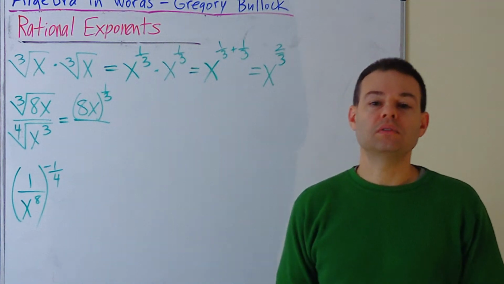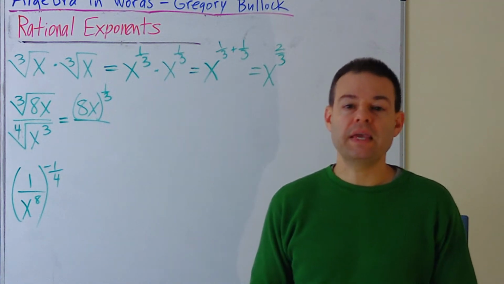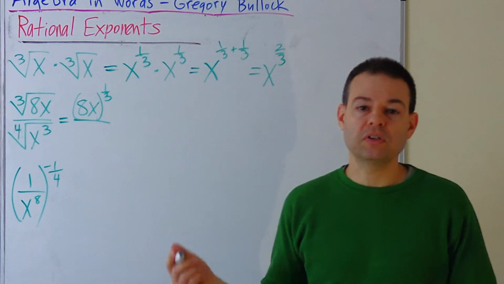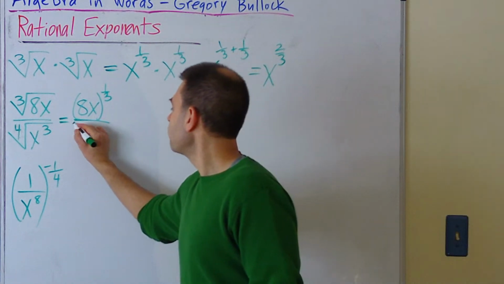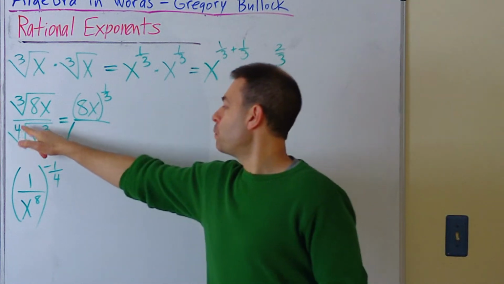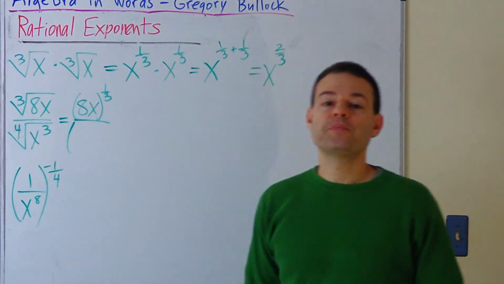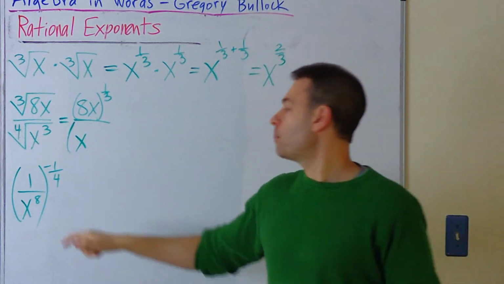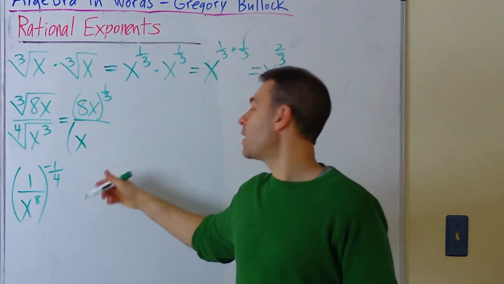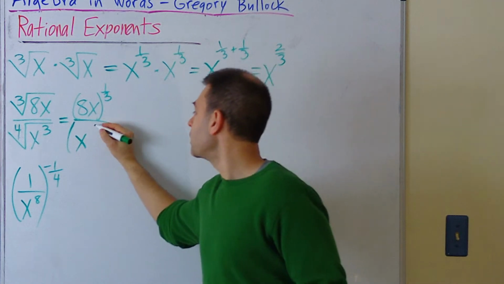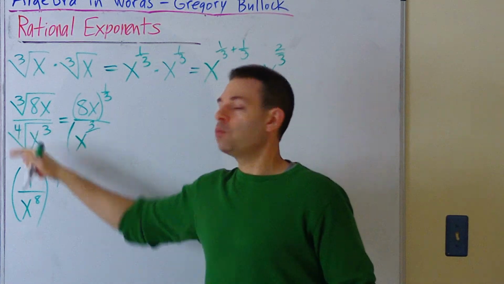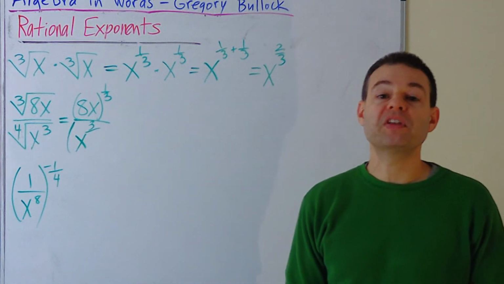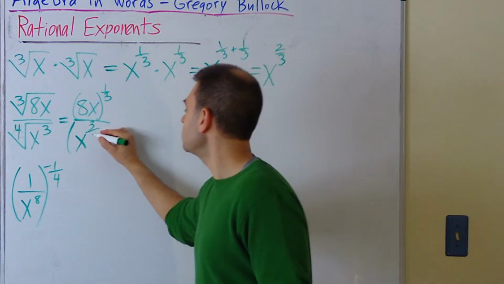Because we will distribute the 1/3 to the 8 and the x in the next steps, and you'll see what happens. And then we have the 4th root of x cubed. Now the base is x, and we know that the power is 3. That will become the numerator of the rational exponent. And we know that the root is 4. That will become the denominator of the rational exponent.